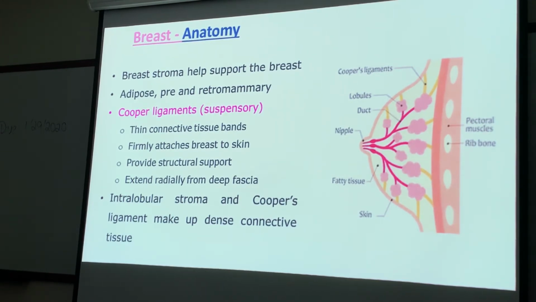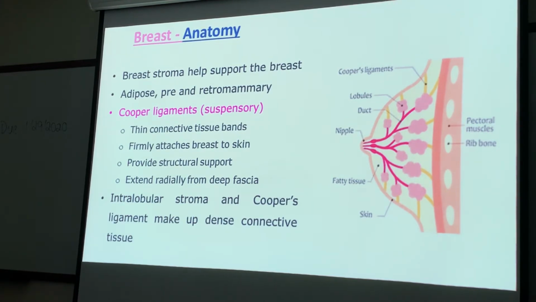Okay. Cooper's ligaments, also known as suspensory ligaments. You see them right here, guys, yellow. All these yellows right there, those are all Cooper's ligaments. Just like fallopian tubes have suspensory ligaments. They're thin connective tissue bands, and I summarized it from the book, so you can definitely take these notes right here. They firmly attach the breast to the skin. They provide structural support, and they extend radially around the deep fascia.